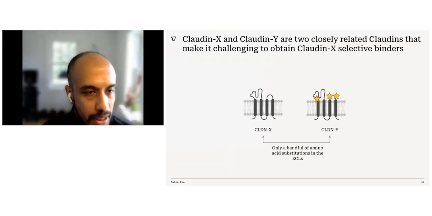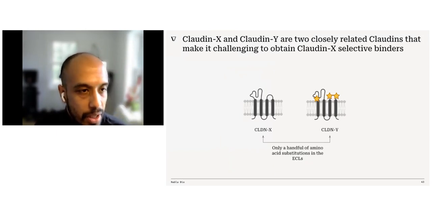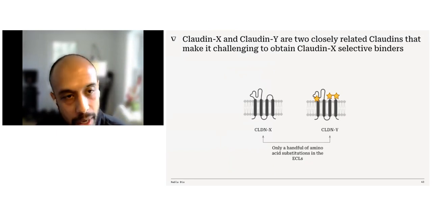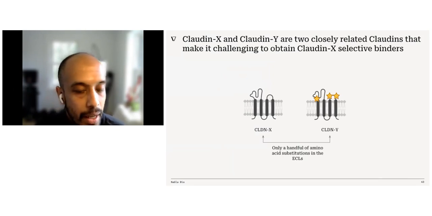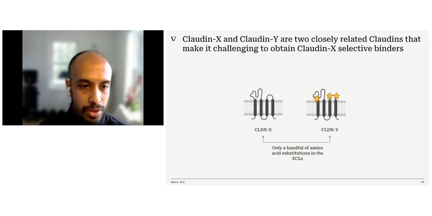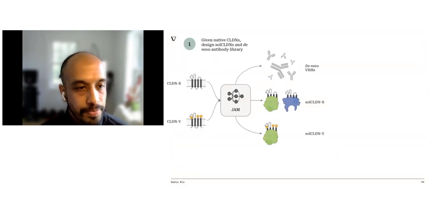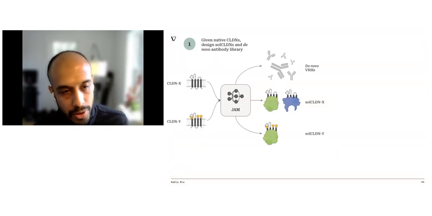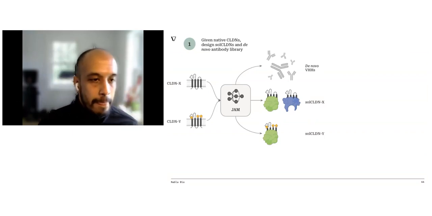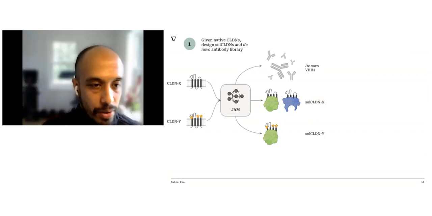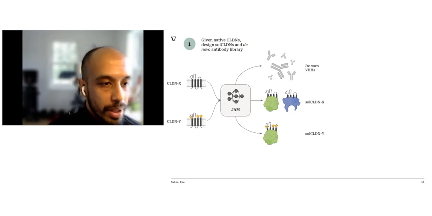So just to illustrate what I was saying in words, Claudin X and Claudin Y are 2 closely related claudins that historically have made it very challenging to obtain Claudin X selective binders. And that's really, again, because there's only a handful of amino acid substitutions that differentiate Claudin X and Claudin Y in their extracellular loops. So we took a similar approach to what we did with Claudin 4, but in this case, we have 2 claudins very intimately in the picture.